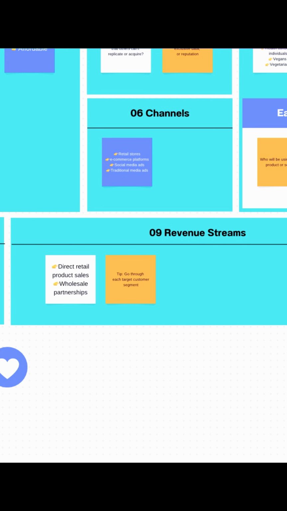You ought to define how you generate income. For our soybean cheese, revenue streams could include direct product sales through online platforms and wholesale partnerships with grocery stores. At this stage, ensure your pricing strategy aligns perfectly with what your customers are willing to pay for.